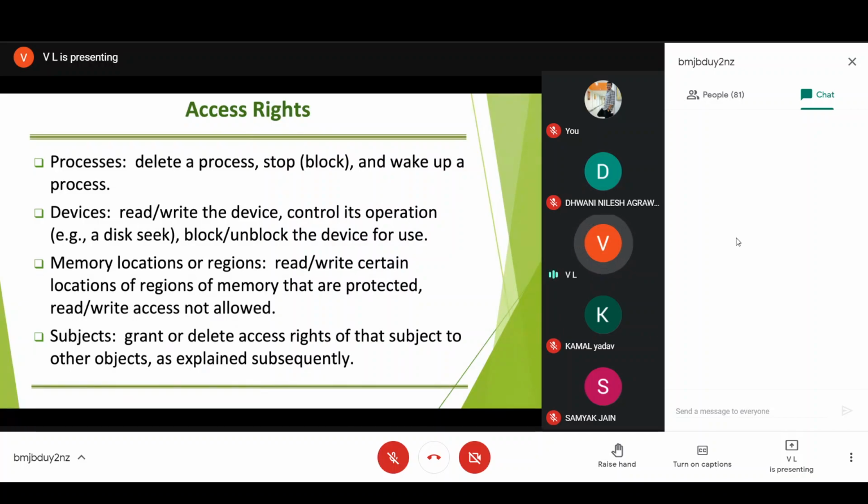If you're talking about a memory location, it means you can read from a location, you can write to that location. And if you're talking about users, so if a user A has some access right on user B, what it means is that user A can sanction some privileges to user B. It can transfer, grant some rights to user B, or it can revoke rights from user B.